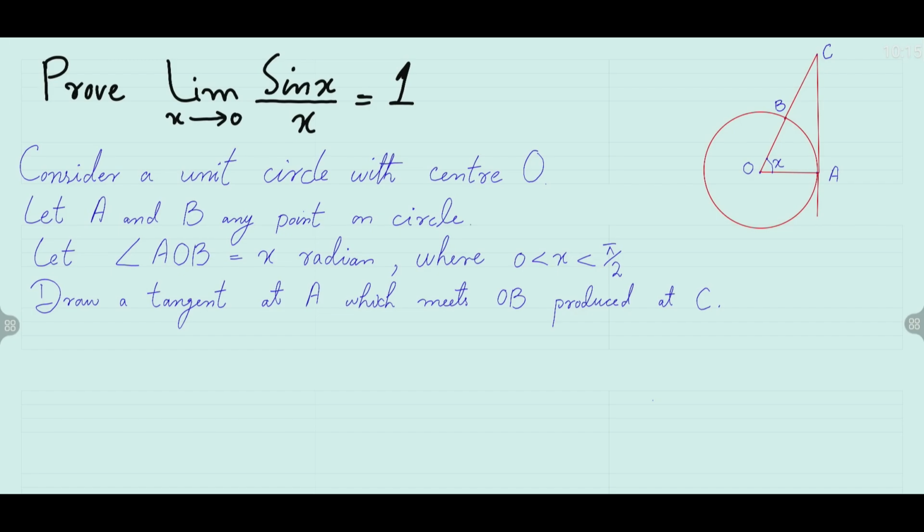Now we join point A to point B. Now here this is line AB. As we know that this is a unit circle, so radius OA equal OB will be 1. So we have radius 1.